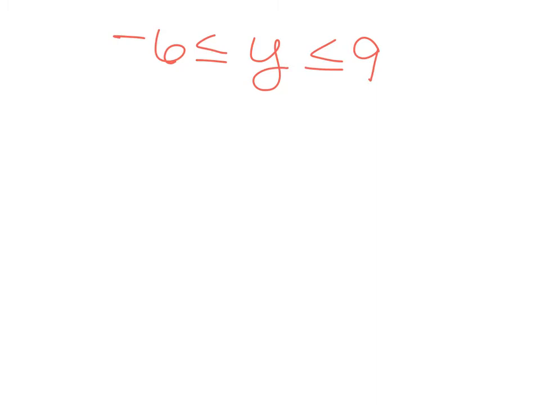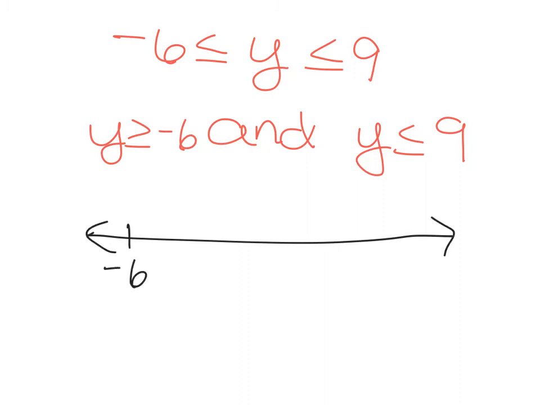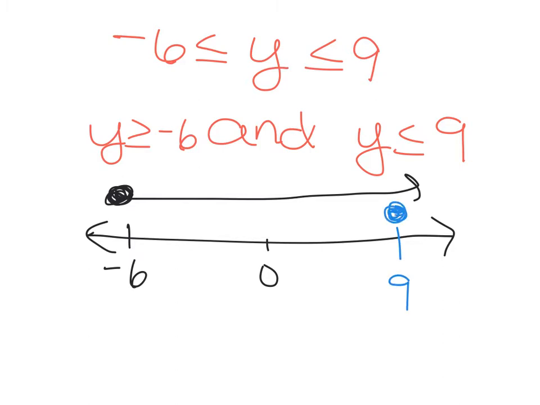If a compound inequality doesn't have the word and or the word or, we automatically know it's going to be an and compound inequality. So technically this problem says y is greater than or equal to -6 and y is less than or equal to 9. So there's nothing to do to solve this one. We just have to graph it. So I have -6, closed circle, shade to the right, and I have 9, closed circle, shade to the left.